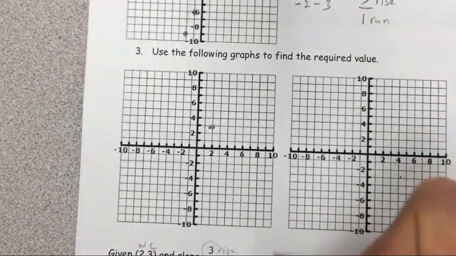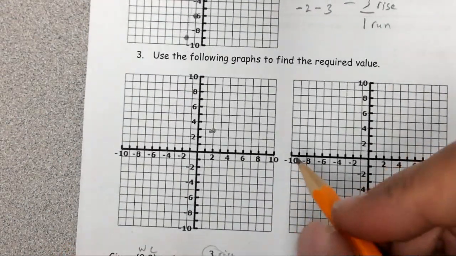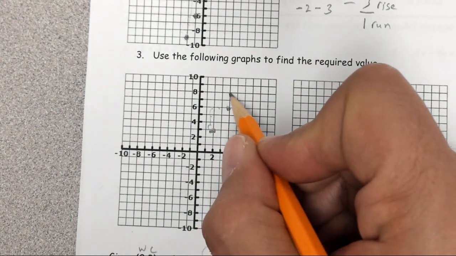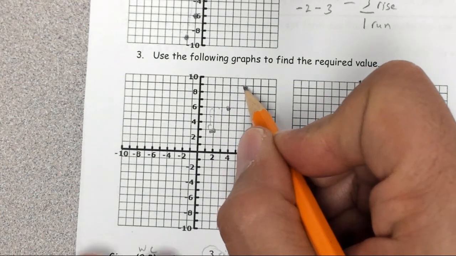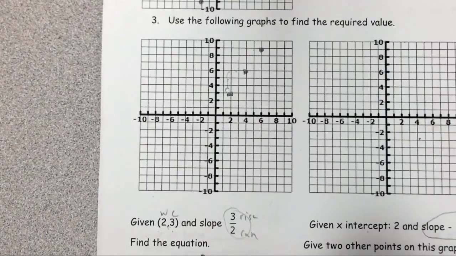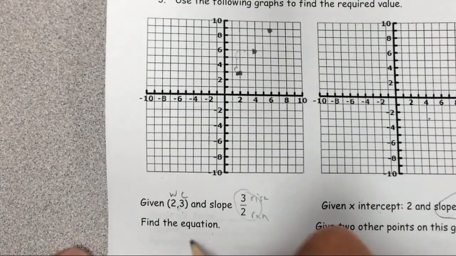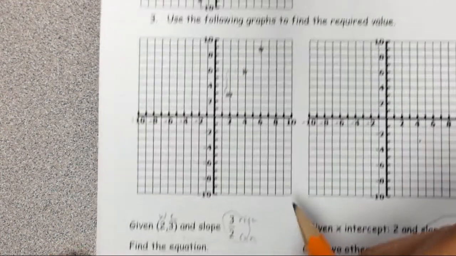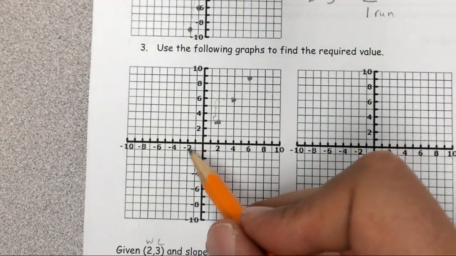So from this point, I can rise 3, run 2. Again, don't write this until we're done. 1, 2, 3, 1, 2. Super, super easy. Those are directions, and I could go in that direction. But they're looking for the equation, which means I need the slope. I already got that. But I'll need the y-intercept, so I need to go backwards. I need to come down here and see where it crosses.